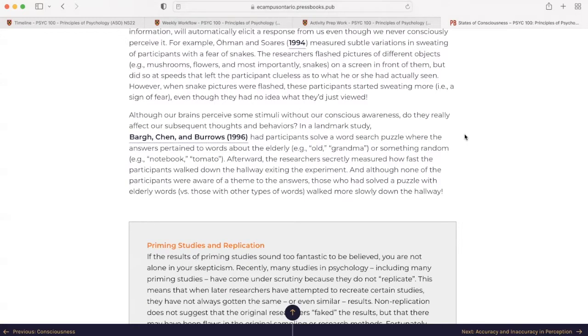Although our brains perceive some stimuli without our conscious awareness, do they really affect our subsequent thoughts and behaviors? In a landmark study, they had participants solve a word search puzzle where the answers pertain to words about the elderly. For example, old or grandma, or something random like notebook or tomato. Afterward, the researchers secretly measured how fast the participants walked down the hall, exiting the experiment. And though none of the participants were aware of the theme to the answers, those who had solved a puzzle with elderly words versus those with other types of words walked more slowly down the hallway.